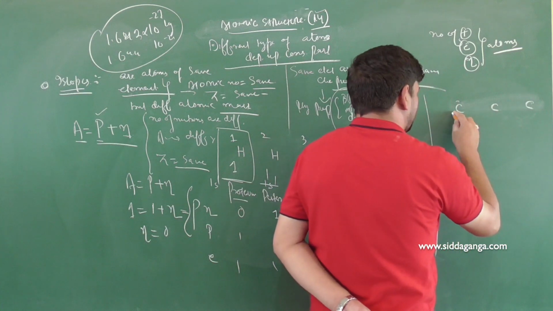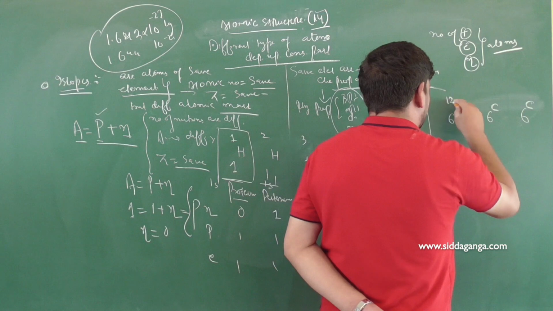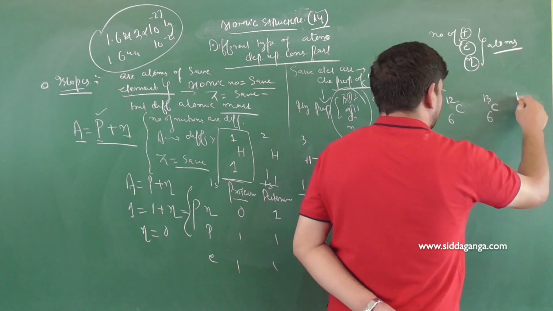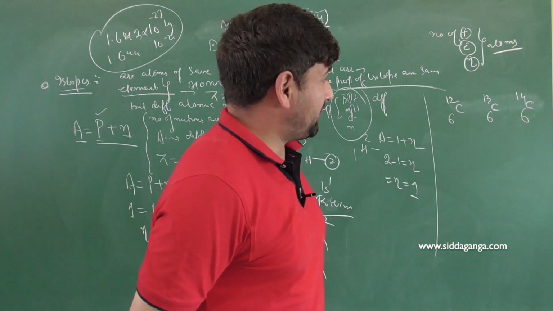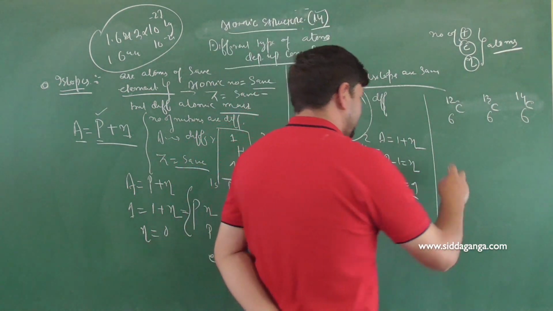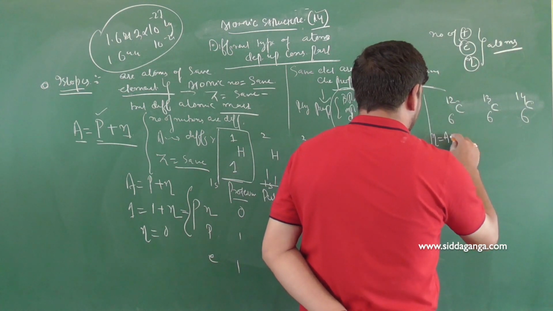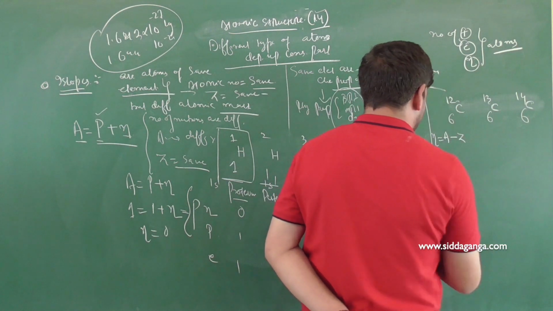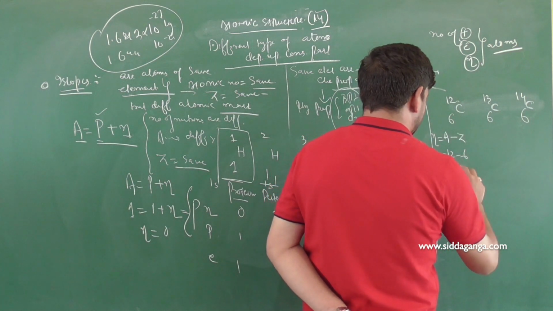The atomic number of carbon, we all know, is 6. Then the atomic mass can be 12, 13, or 14. So atomic mass is varying, atomic number is the same. Again, if I calculate the number of neutrons, what is the number of neutrons equal to? Atomic mass minus atomic number. It's a basic calculation: atomic mass 12 minus 6 will be 6.